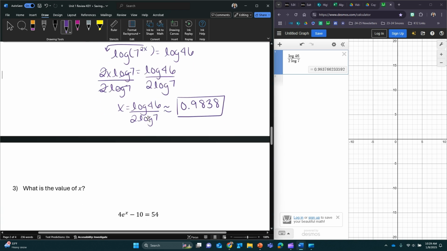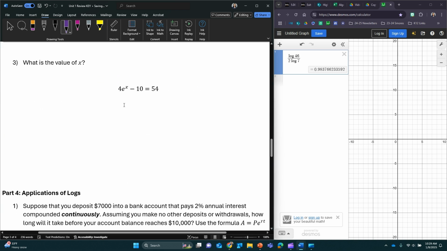Okay, so now let's try question three. So here we have an exponential equation, but notice that my base of my exponential term is e. So I'm actually going to be using the natural log here, but before I do that, I need to go ahead and isolate that exponential term. The exponential term is not isolated because it has that 4 in front and also I have a minus 10. So remember, I'm going to do the adding and subtracting before I get to the multiply or divide. So I'm going to add 10 to both sides.